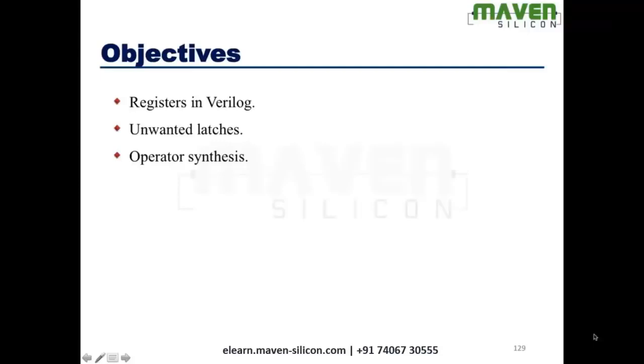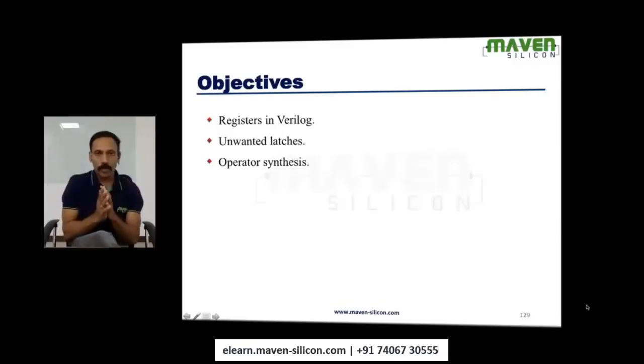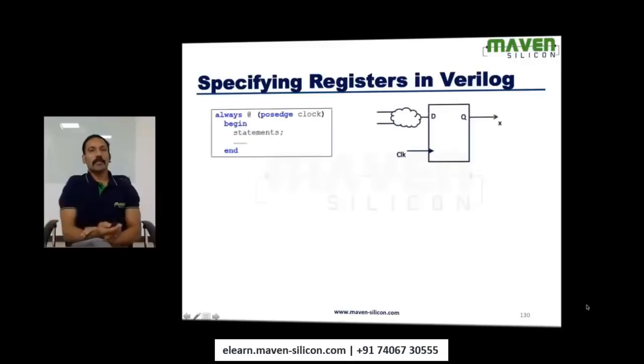In this video, I'm going to explain how you can implement different kinds of logic, sequential devices, and how you can avoid unwanted latches when implementing combinational logic. So initially we are going to look at how to implement different kinds of logic like sequential devices and combinational logic, and while implementing combinational logic, how we can avoid unwanted latches. And then finally, we will also look at how to deal with operators.